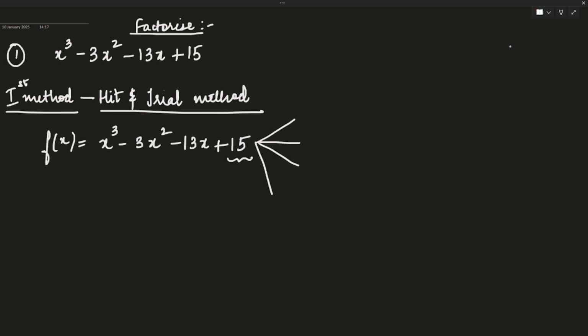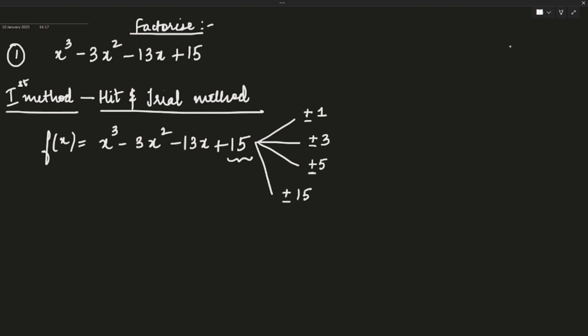The first factor of 15 is 1, so we'll take plus minus 1. The second factor is 3, so we'll take both plus and minus 3. The other factor is 5, so we'll take both plus and minus 5. And the last factor is 15, so we'll take plus minus 15. We just took out the factors of the constant term, both the positive and the negative values. Now we'll one by one put these values in the expression f(x), and find out if f(x) is equal to 0 at that value of x.